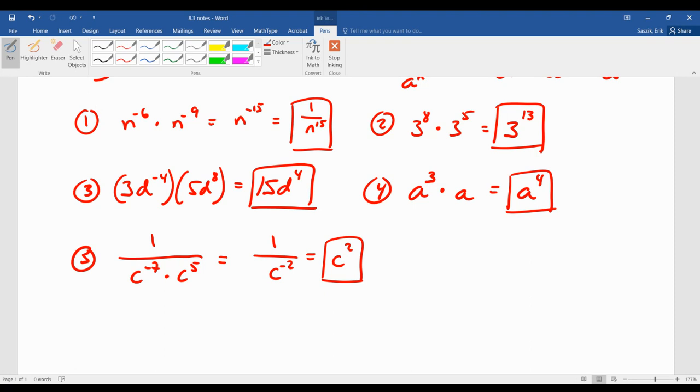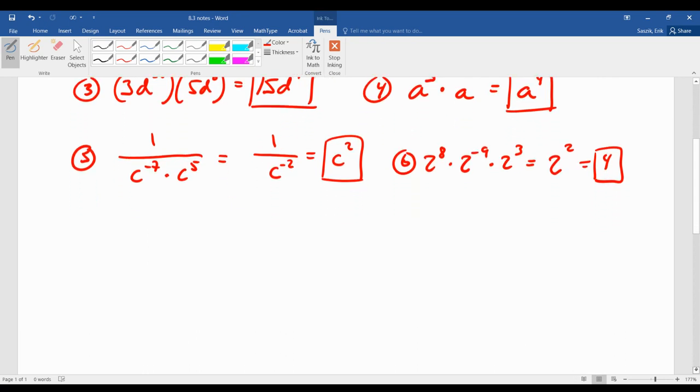All right? I'm going to do a few more. So let's see here. How about this? 2 to the 8th times 2 to the negative 9th times 2 to the 3rd. Again, keep the base the same. It's still a 2. Add these together. 8 plus 3 is 11. 11 and negative 9 is positive 2. Well, we can handle 2 squared. That would be an answer of 4. All right? So I hope that's it.